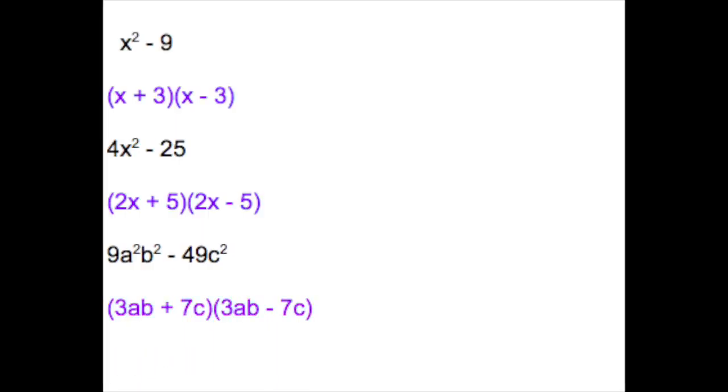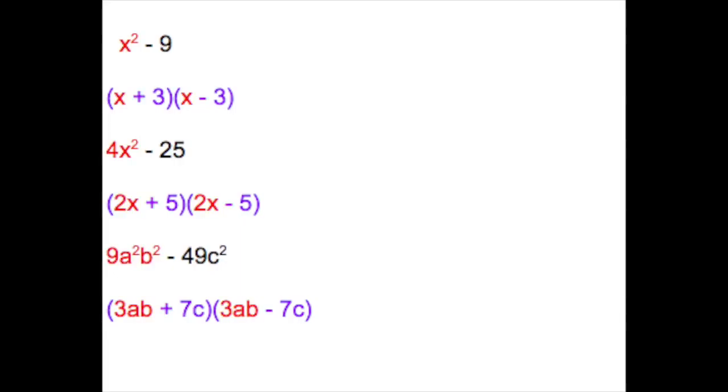Let's do a quick recap. Our original polynomials, in black, are all difference of squares, because they are the difference, subtraction, of two squares. Factors of difference of squares, shown in purple, will be a binomial times a binomial, where one of the binomials will be addition and the second binomial will be subtraction, as highlighted in red.